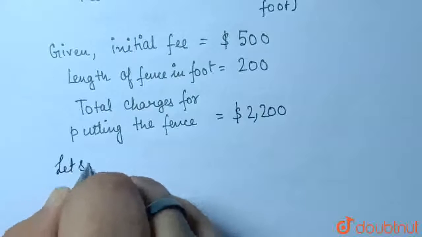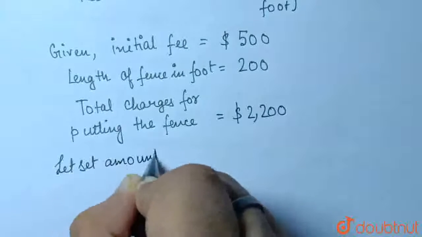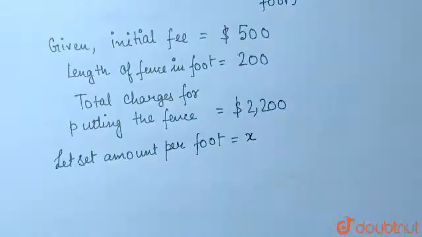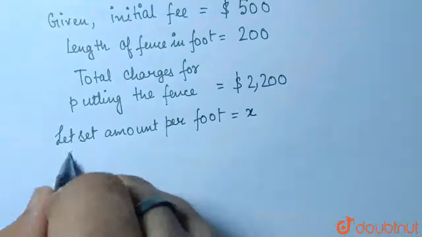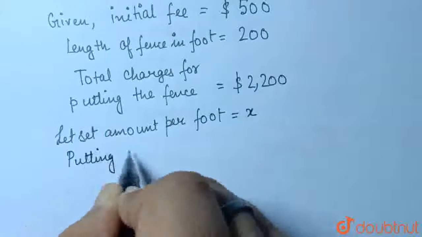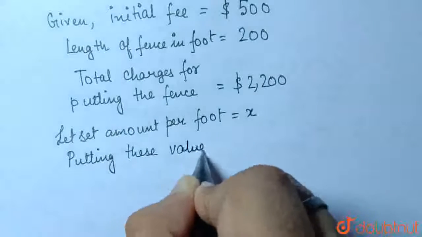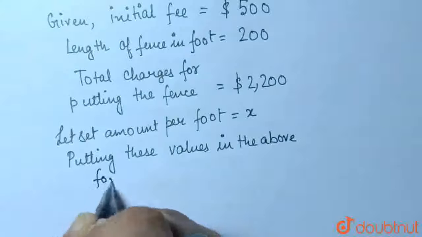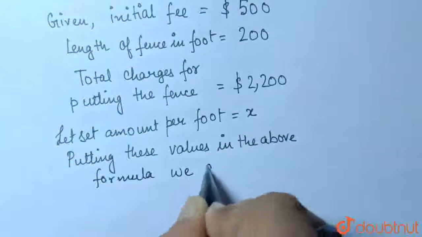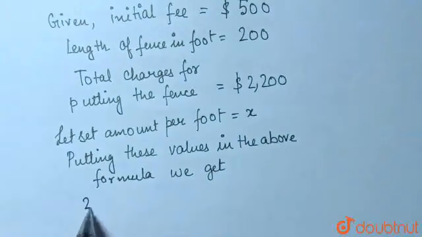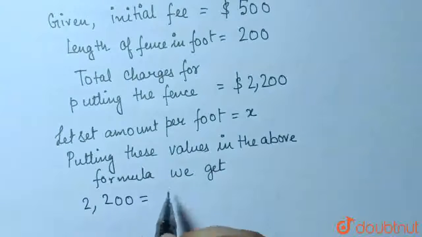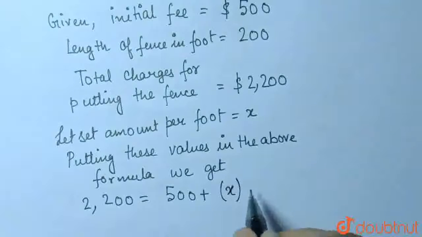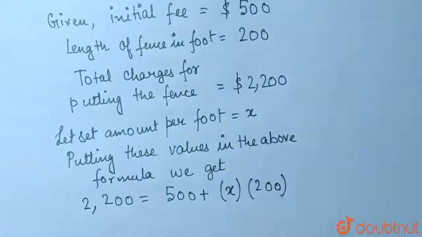Let set amount per foot equals x. Putting these values in the above formula, we get 2,200 equals 500 plus x into 200.